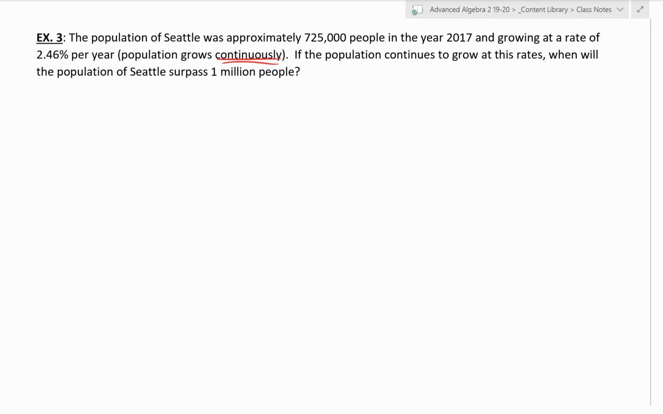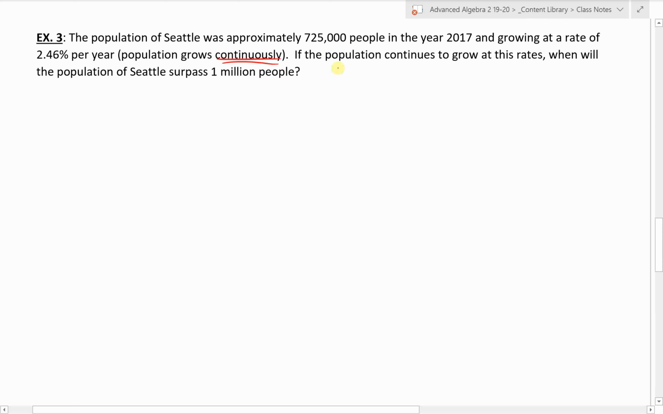Population should always use the continuous formula, okay? Because people are continuously being born. So population is growing continuously, not in increments of once a day or once a year. It's always growing continuously. So use the continuous formula.